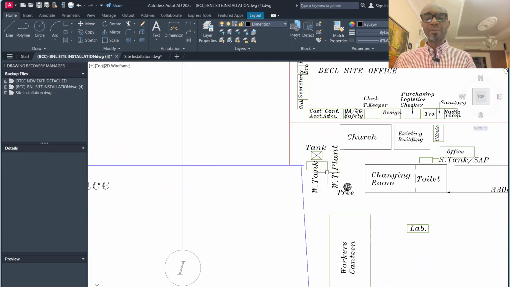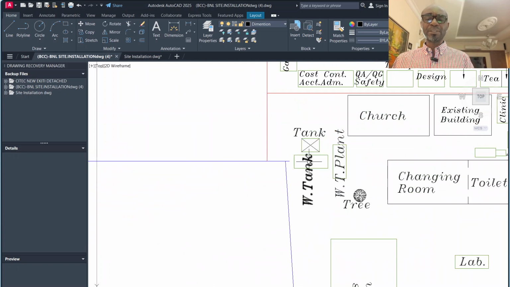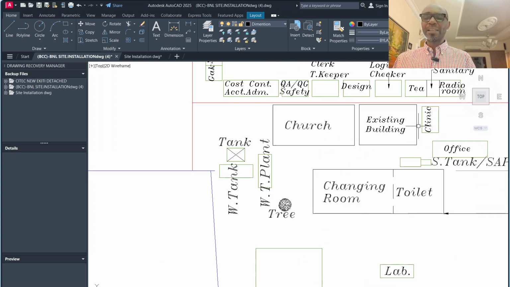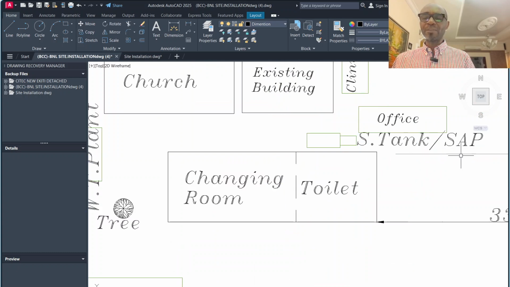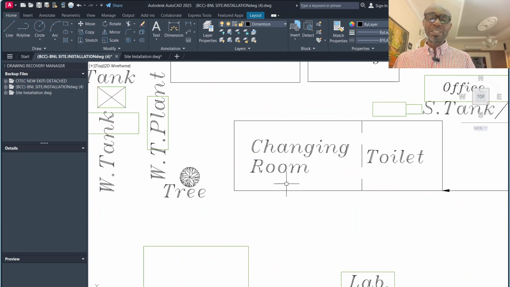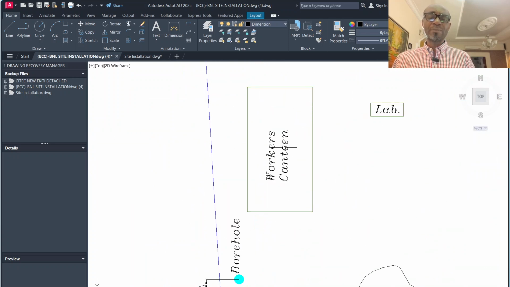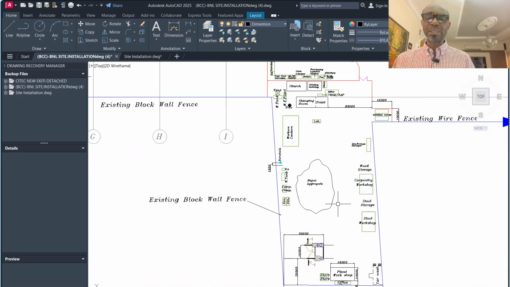Then you have the safety tank, this is the water tank. This water tank, this is another tank. Then creating a church space for prayers. You have the clinic, you have another office here, you have a safety tank here. You have the changing room where the workers change in the morning to their working clothes, and the toilet closer to it. Then you have the canteen. All these are within temporary works.